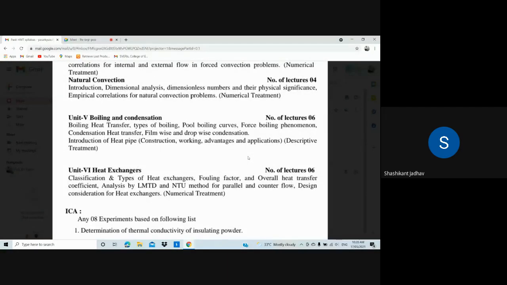So all of you write down the next heading, unit number 5, and give the title of the topic as boiling and condensation. Unit number 5, the last topic, last point, introduction to heat pipe: construction, working, advantages and applications. That point we have covered in unit number 6, so I will not cover it again in this topic. We have to remember this heat pipe is in unit number 5.